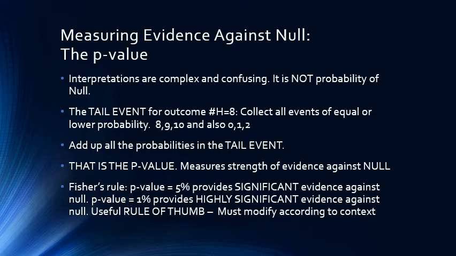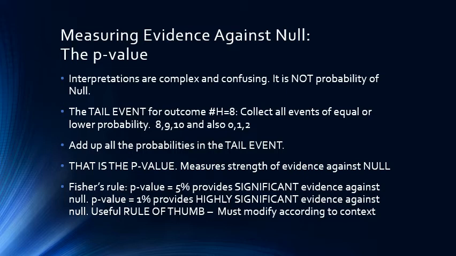So given any outcome, like number of heads equals 8, we have to define the tail event. The tail event is everything which is like 8 or even less likely. So we collect all the events which have equal probability or smaller probability. When you are looking at number of heads equals 8, then 9 has smaller probability and 10 has even smaller probability. And also on the other side, 2 has the same probability as 8, and 0 and 1 have smaller probabilities. So the tail event for the outcome h equals 8 is 8, 9, and 10, and also 0 and 1 and 2. Now, if we add up all of the probabilities in this tail event, that is the p-value.